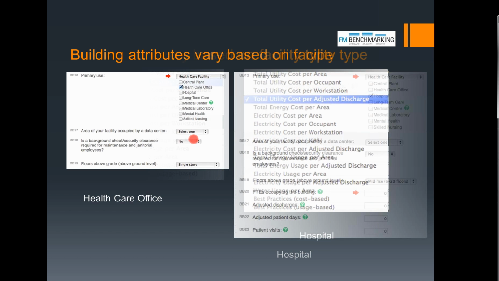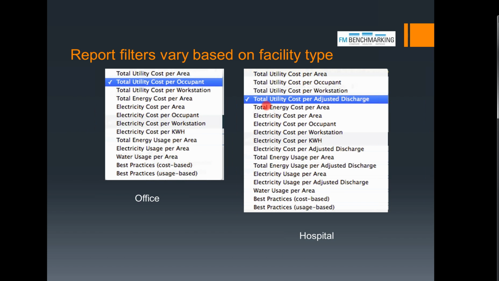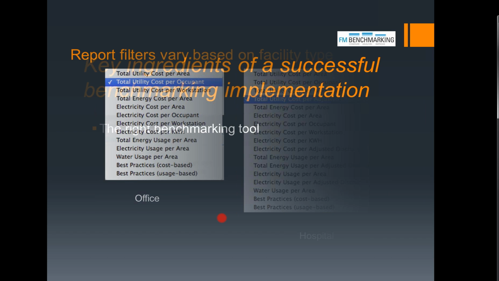And then, of course, the reports will be a little bit different as well. Here for the healthcare hospital, you'll see there's a utility cost per adjusted discharge, another for electricity cost per discharge, energy usage, and electricity usage. Those don't appear when you're looking at just office buildings or healthcare office buildings. So that's where the importance of special filters and metrics for a given building type come into play.